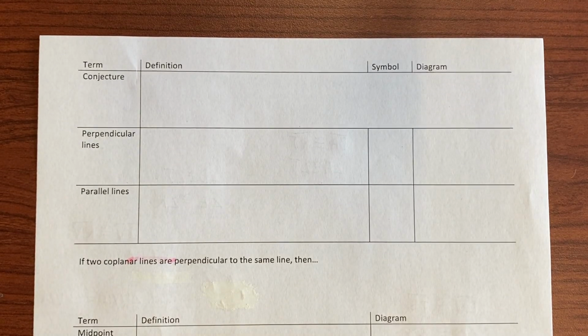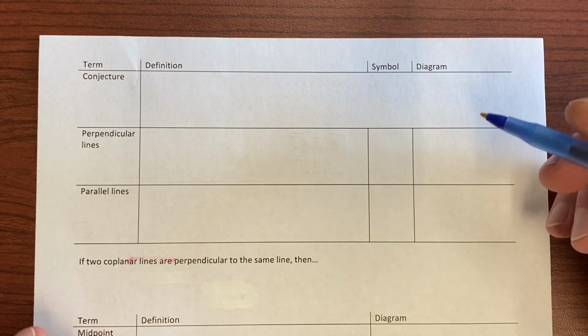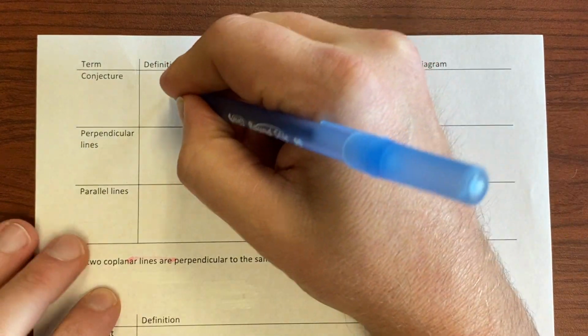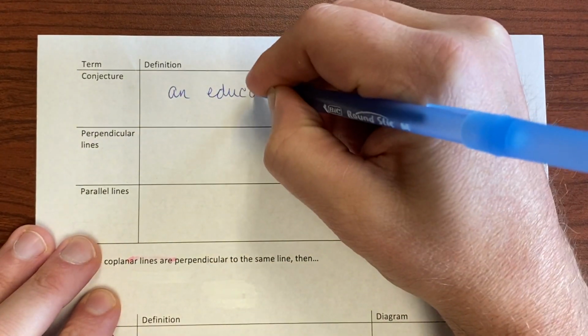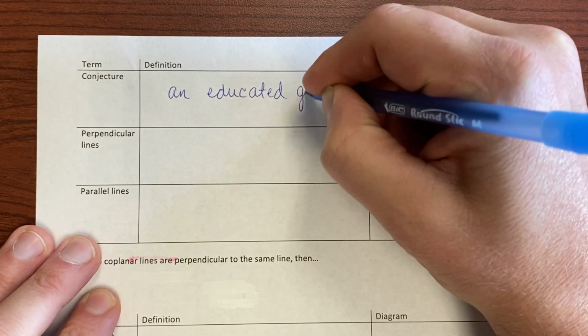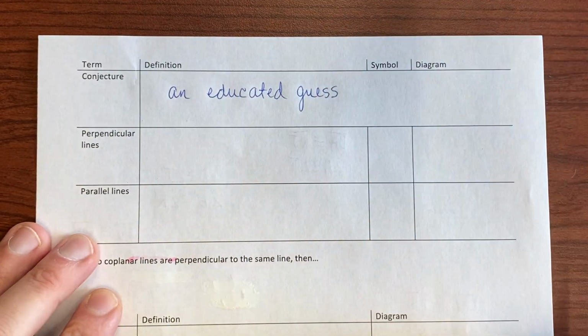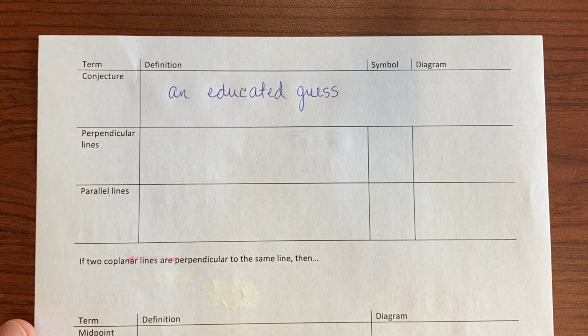All right, welcome back. We're going to go ahead and get started on the definitions on the back side of this page. The first definition that we have here is conjecture, and we're going to say a conjecture is an educated guess. So it's something that you're kind of taking a guess, you're using some information available, and you're coming up with a guess as to what you think is true.